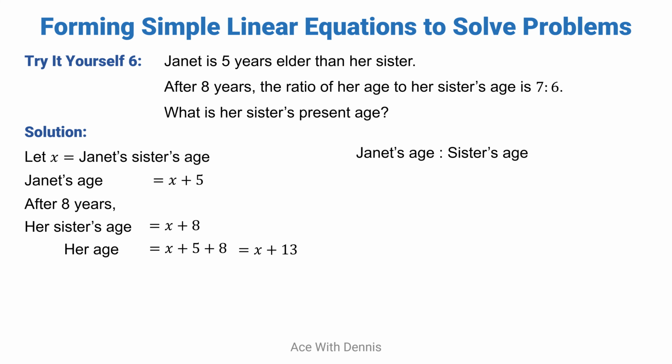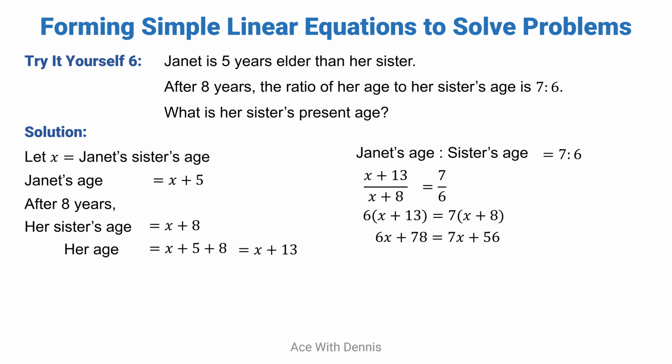Given that the ratio of Janet's age to the sister's age is 7 to 6, based on this information, we can form the equation: (x + 13)/(x + 8) = 7/6. Now we can try to solve this equation. First, cross multiply this equation. We get 6 times (x + 13) equals 7 times (x + 8).